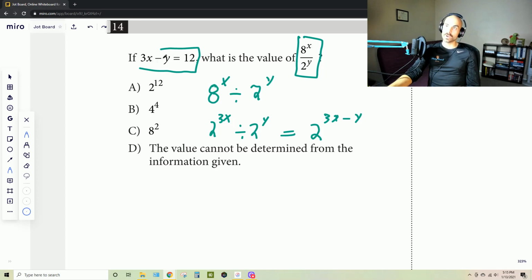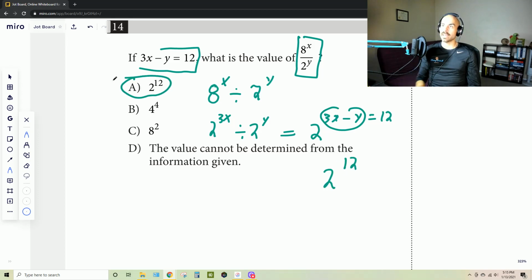Well, we know that based on what they're telling us here, this actually equals 12, and so we have 2 to the 12th power, and that's why it's A. It's tricky, but a good one to practice a couple times under test conditions, because it is classic SAT testing.